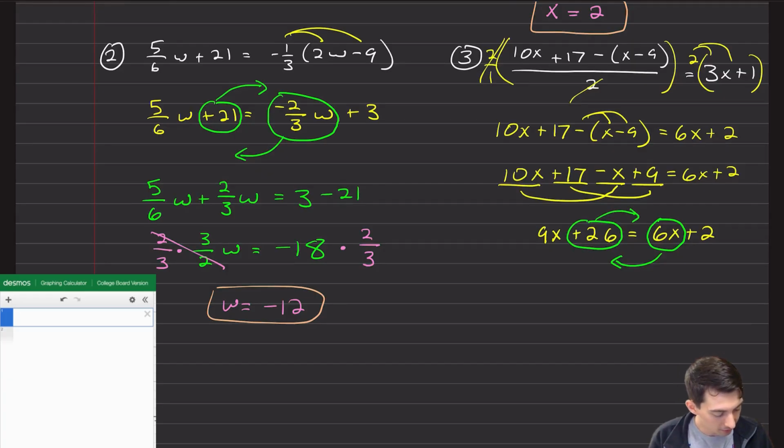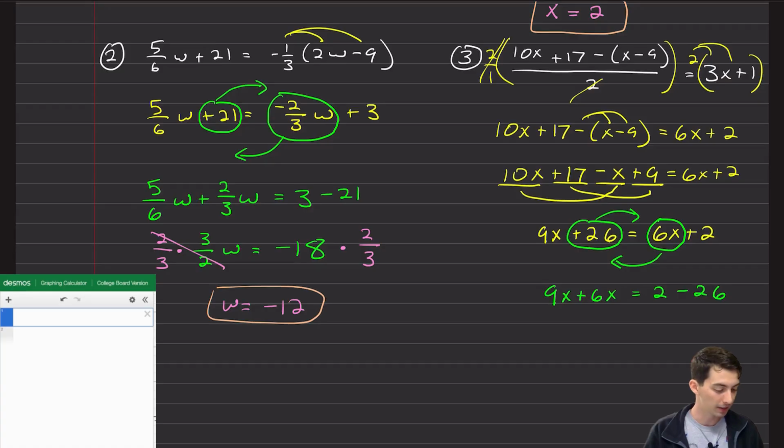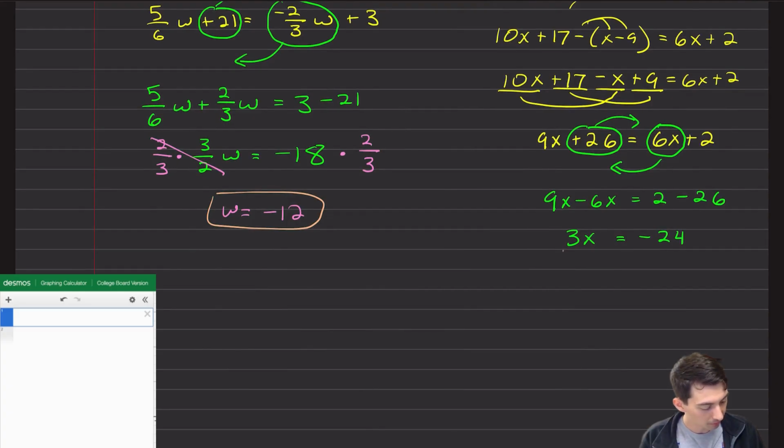So I have 9x plus 6x is equal to 2 minus 26. When I move, I change all the signs. And so now 9x plus 6x is going to give me, this should be a negative x, okay? Always make sure you're checking yourself. So 9x minus 6x is going to give me a 3x. Then I have 2 minus 26 will give me negative 24. And so now I can just divide by 3. So I'm going to get x is equal to negative 8.